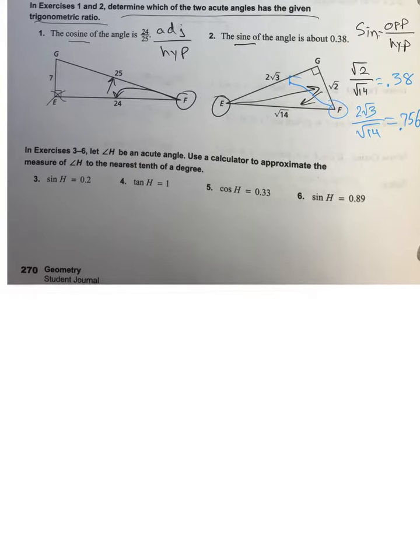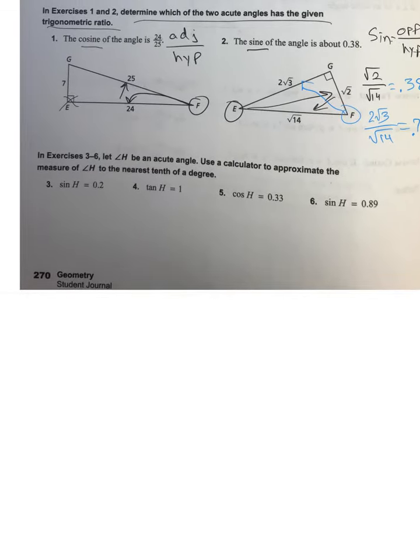Angle H is an acute angle. Use a calculator to approximate the measure of angle H to the nearest tenth of a degree. All right, so how we do this, it says the sine of H is equal to 0.2. I need to get H by itself, so I need to move the sine function over. So this is an algebra type of thing. And now we're not dividing by the sine here. We're separating sine from H. And how we do that, angle H is equal to this little thing called arc sine or inverse sine. That's what that -1 means.